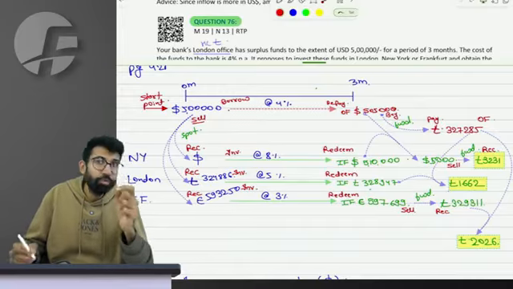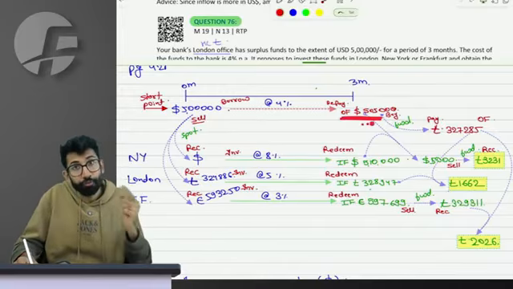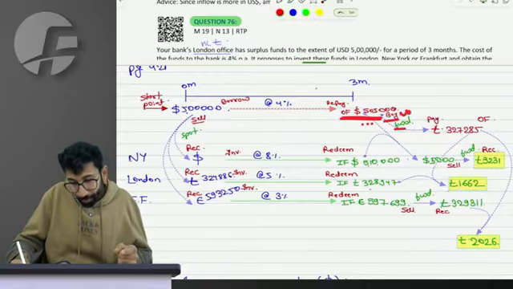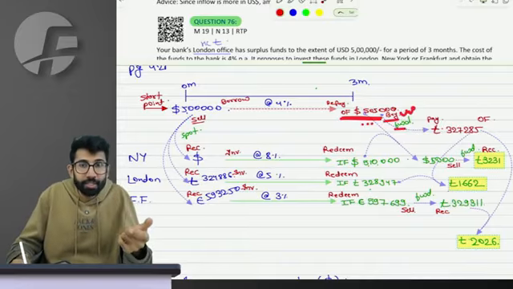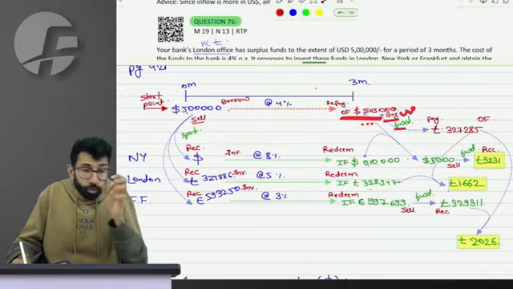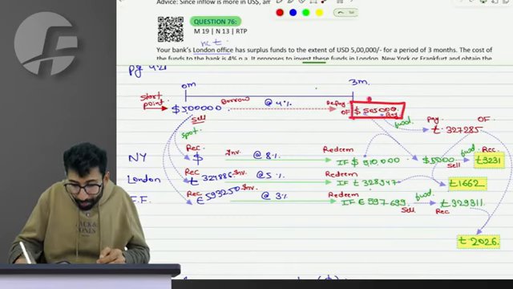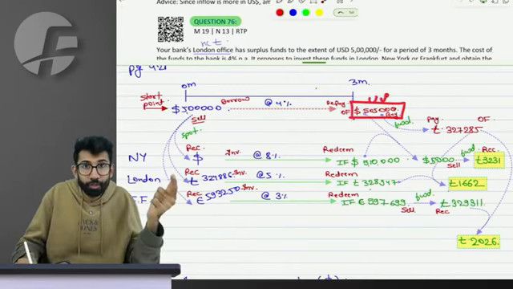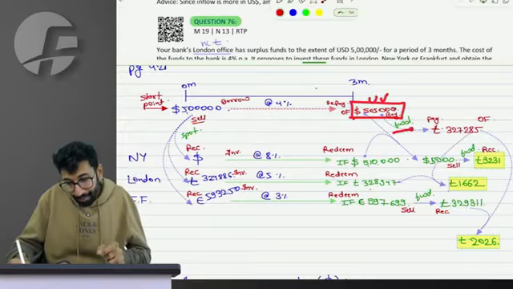Now those again who have the basics clear will know that if you have to make an outflow of dollar, you will have to buy the dollar. You should be able to figure out whether you are buying something or selling something so that you know whether the bid or the ask rate will be used. Sir, to be able to make the payment of $5,000 against my borrowing, if I need to make this repayment, I'll need to buy them.